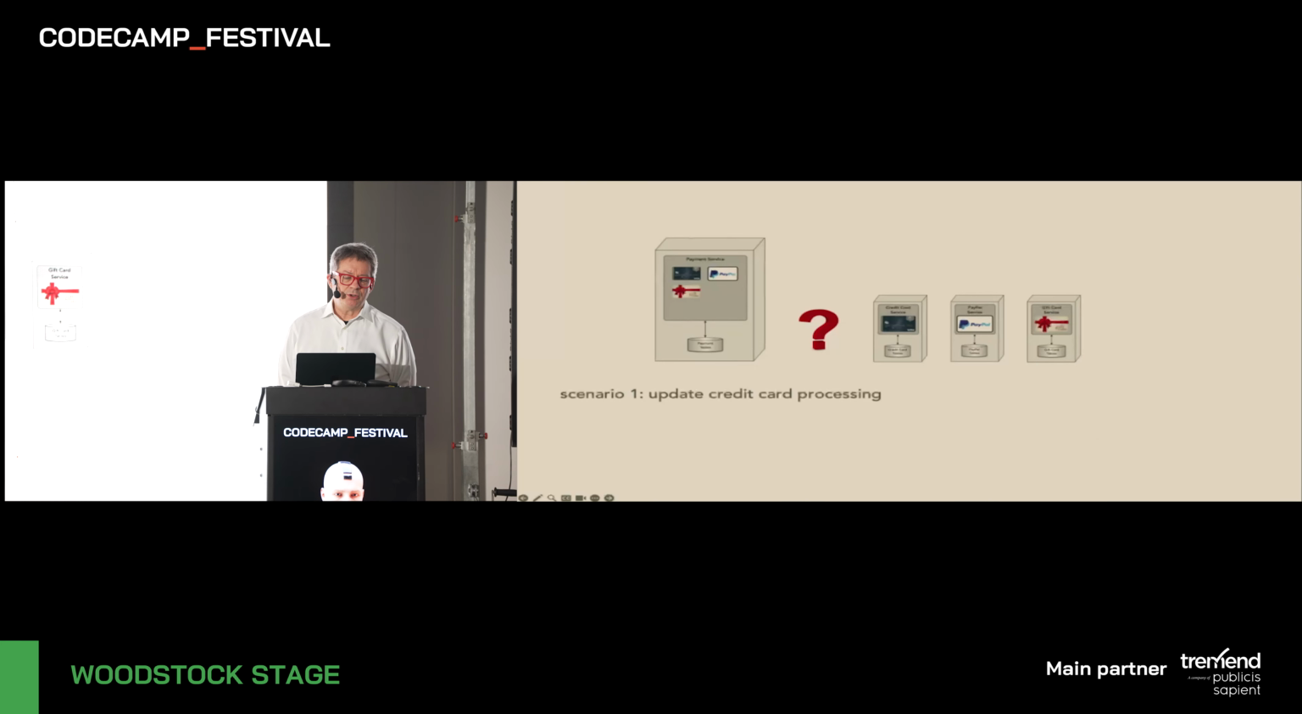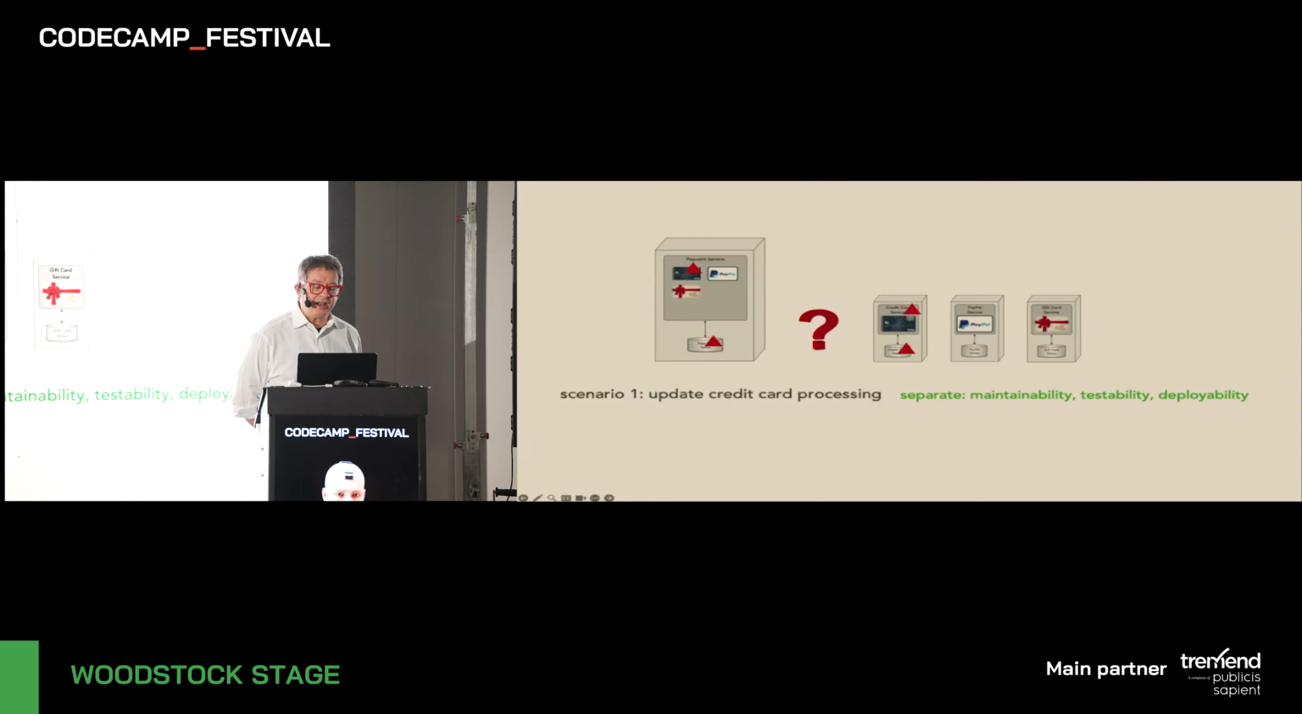And the first one we'll do is update credit card processing. So if I need to update credit card processing on the single service, that means I need to change the code and change the database and probably test everything, because I'm changing code inside that monolith. Versus over here in the separate services, hey, decoupling is great. Change one place, nothing has to affect the other services, and so separate services give you better maintainability, testability, and deployability.